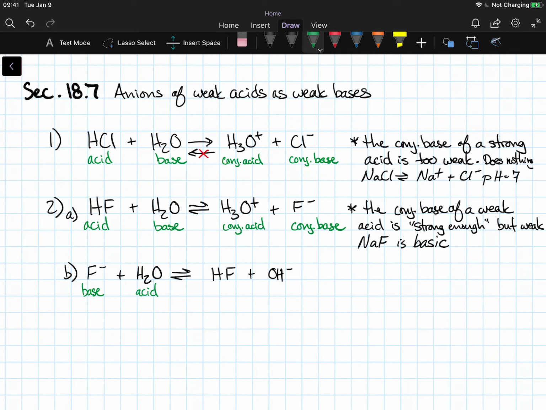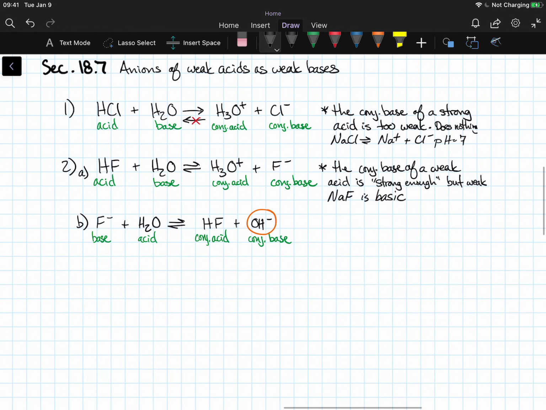And we can see here that now fluoride is the base, water is the acid. So that makes this the conjugate acid, which we know is an acid. And then we have the conjugate base, which in this case happens to be strong. So because that hydroxide is present, the pH of the solution goes up and it would be basic. So let's see how this all ties in together.